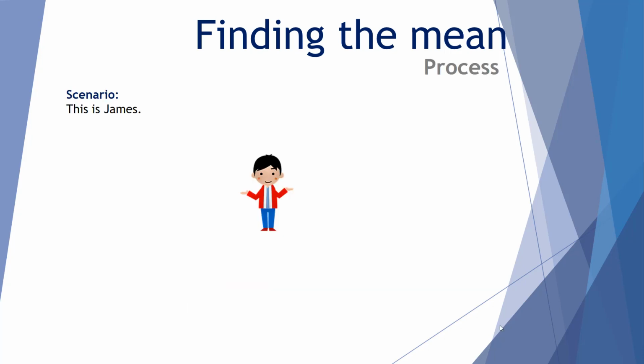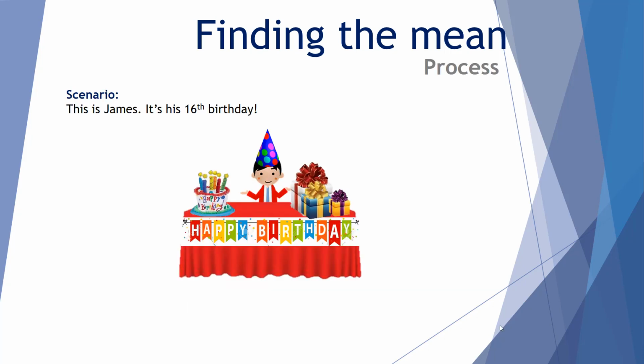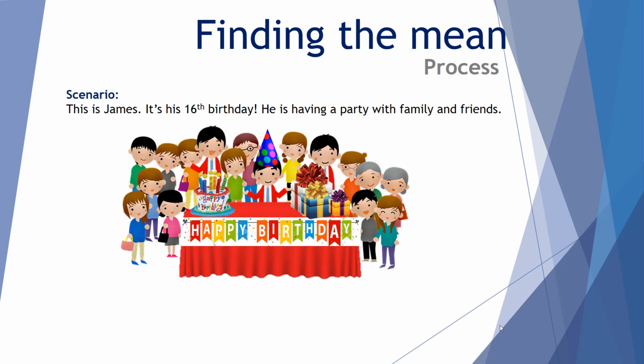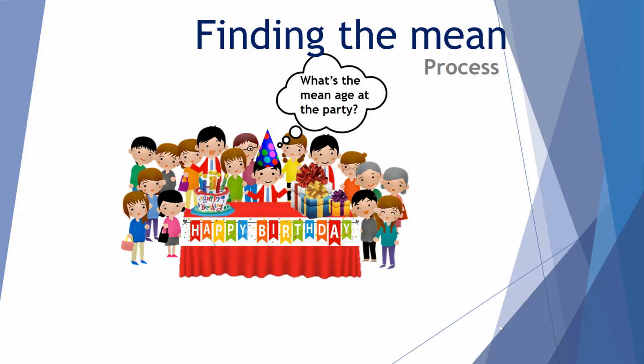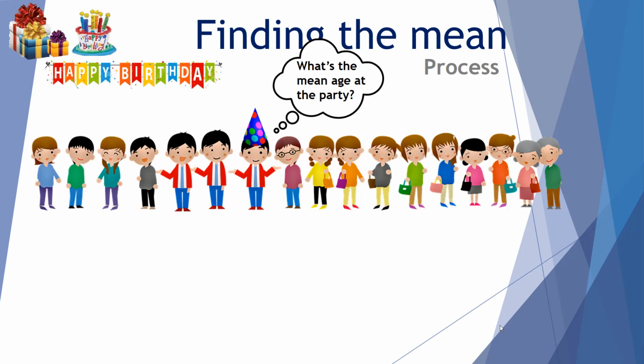First of all, let's look at a scenario. This is James. It's his 16th birthday. Happy birthday, James. And he's having a party with his family and friends. They've all come to celebrate James's birthday. Now, James, being a mathematical kind of guy, wants to work out the mean age at the party. So, first of all, how do we go about calculating the mean age of people at his party?